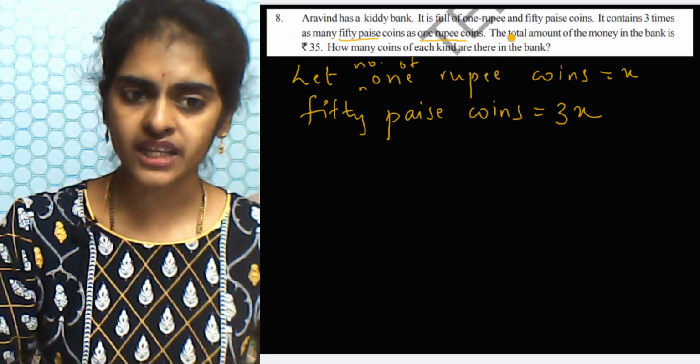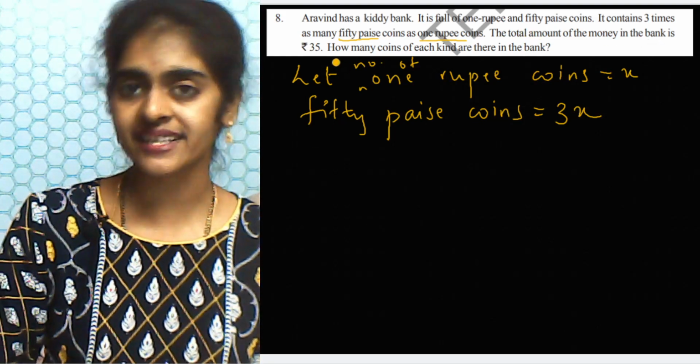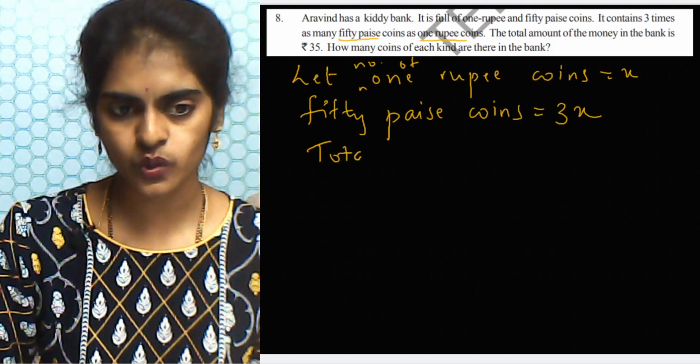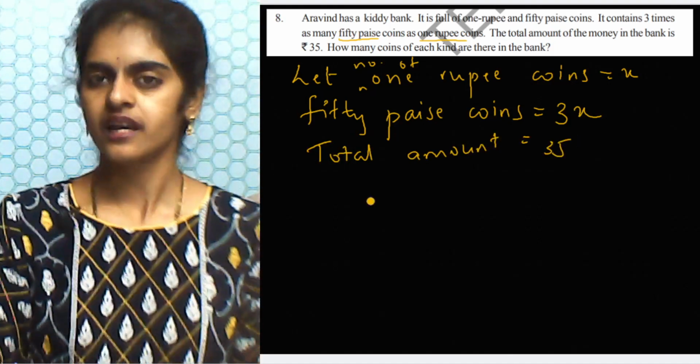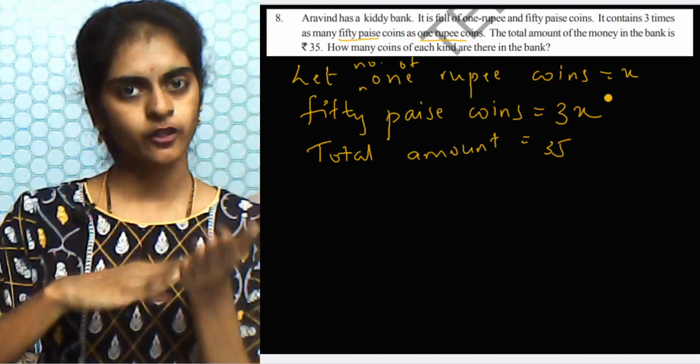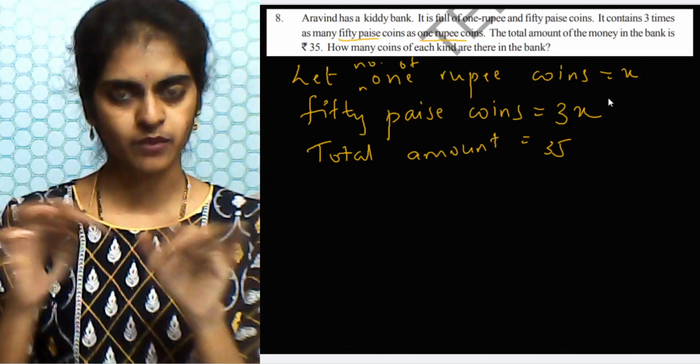Now, what is the total amount? The total amount of money in the bank is 35. Now if I add both the 1 rupee and 50 paise coins, I'll get the total amount, isn't it?